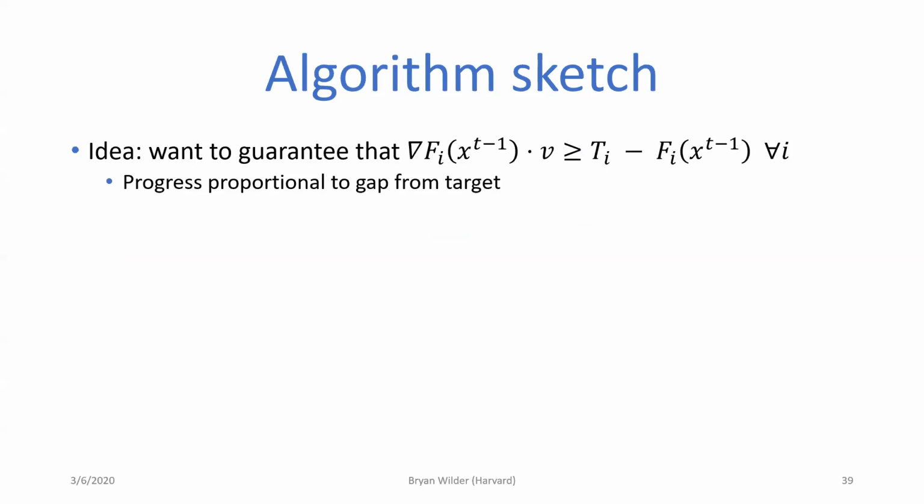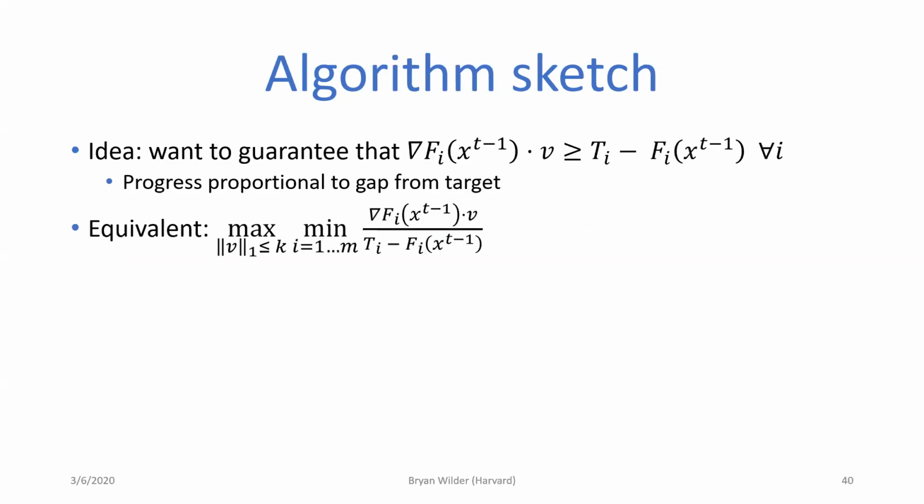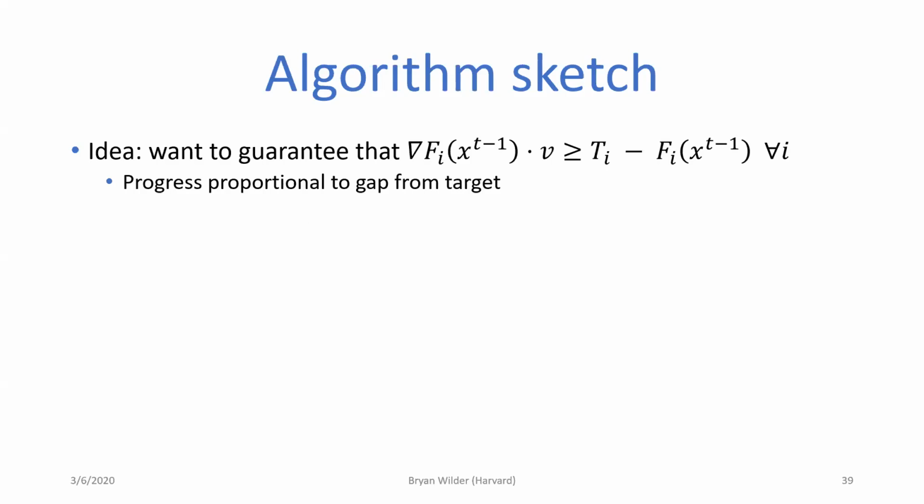The high-level idea is that we'd like to guarantee that we make sufficient progress in every iteration. What I mean by progress more concretely is that we want to guarantee that the inner product between the gradient of the objective for a given group and the direction that I pick is at least my gap from the target for that group. This means that if the gap is really big, I have to make a lot of progress for that group as measured by the gradient. You can show that if you have this property, you'll get the approximation ratio that I described. And so our task is now reduced to finding a v that satisfies this promise.